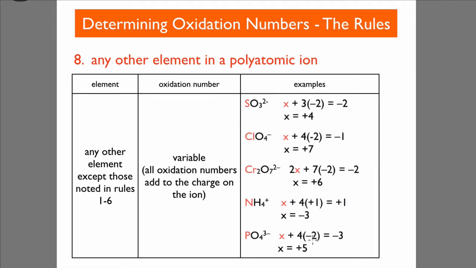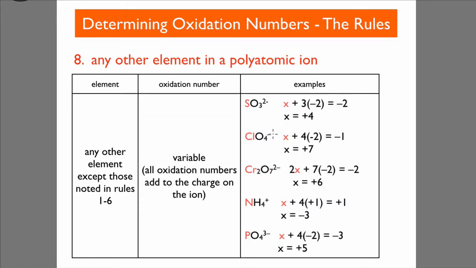In polyatomic ions, it's very similar to what we've just done, but this time the oxidation numbers will add to equal the charge on the ion. So in sulfite, we've got -2 here. Okay, the charge is 2-, so the overall oxidation state will be -2. So we just do the maths again. We know oxygen has an oxidation state of -2. There's 3 of them. So to balance it, to give us -2, X must equal +4. So sulfur has an oxidation of +4.